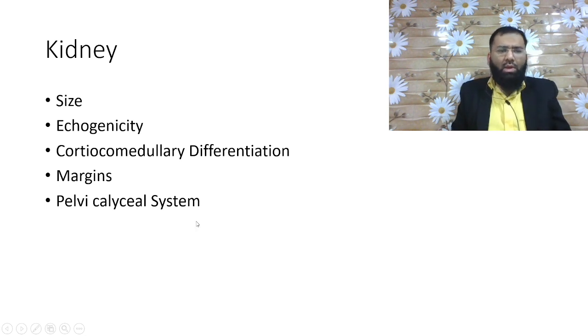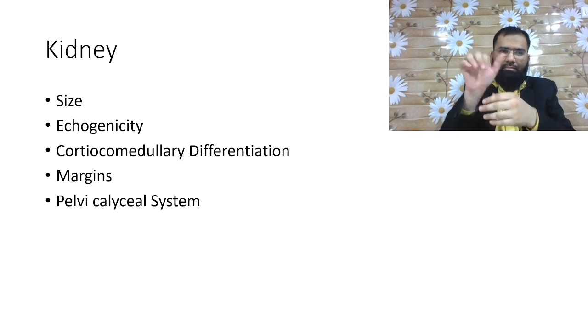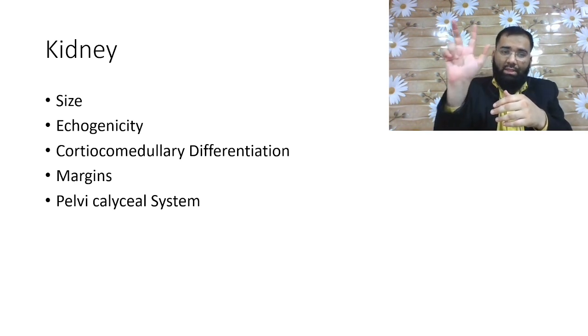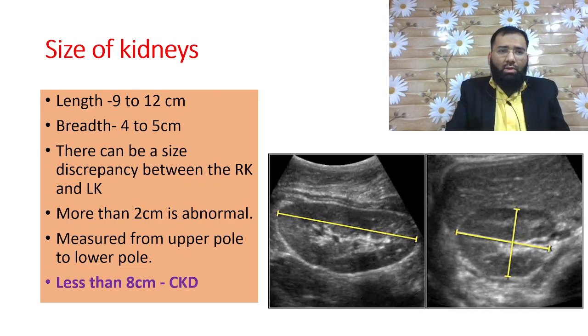Okay. Now, the next we are going to see is the renal size, echogenicity, CMD, margins, and pelvicalyceal system. So, whenever you see a kidney, we have to describe it under 5 headings: size, echogenicity, CMD, margins of kidney, and the pelvicalyceal system. Okay. Now, let us go ahead.